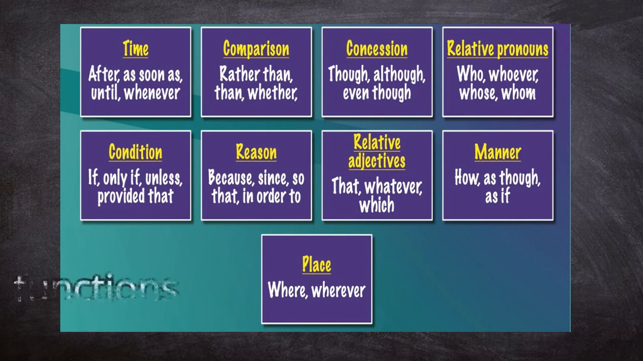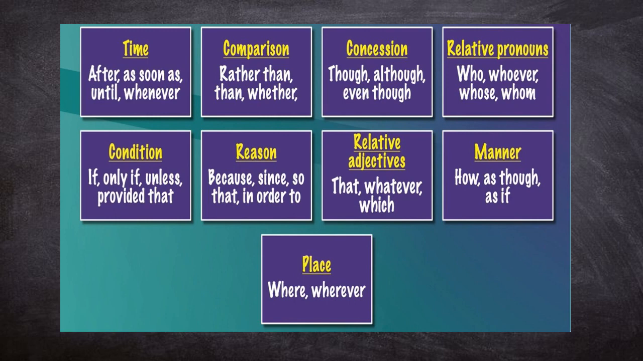Alright? So, we have here the functions or category for the functions of subordinating conjunctions. We have time. Ano yung mga under ng time? After, as soon as, until, whenever. For comparison, we have rather than, whether. For concession, we have though, although, even though. For relative pronouns, we have who, whoever, whose, and whom. For condition, we have if, only if, unless, provided that. For the reason, we have because, since, so that, in order to.